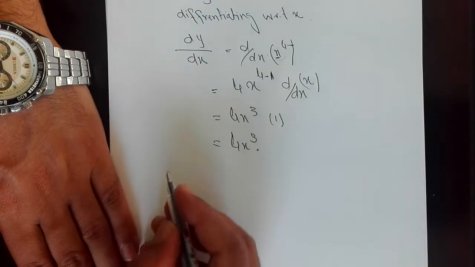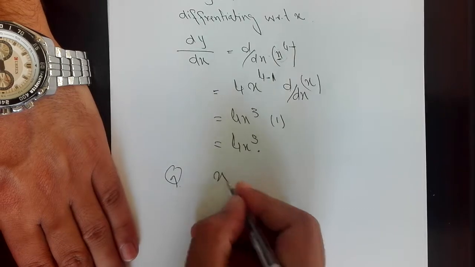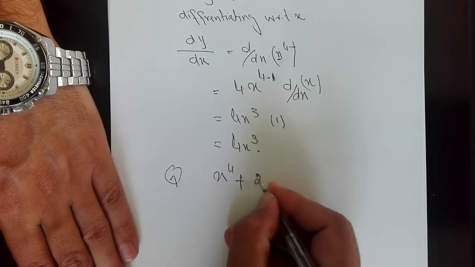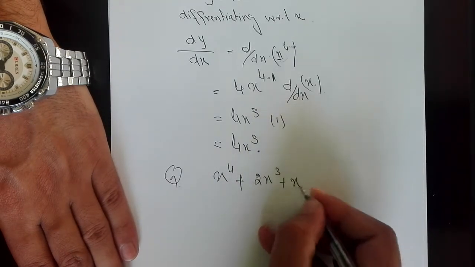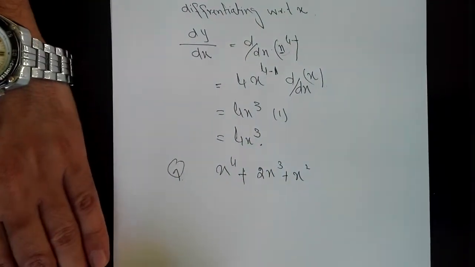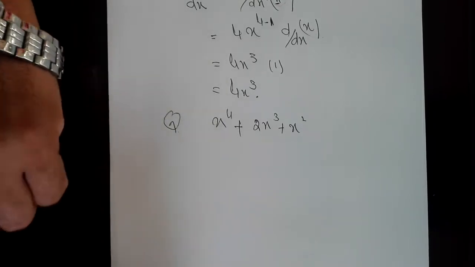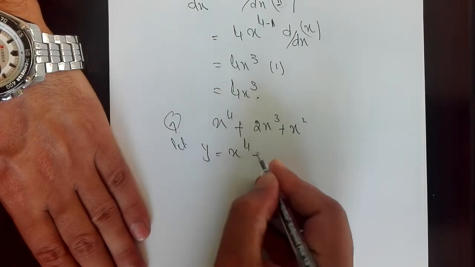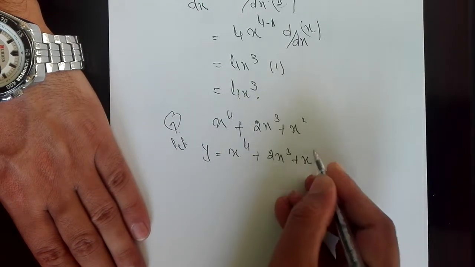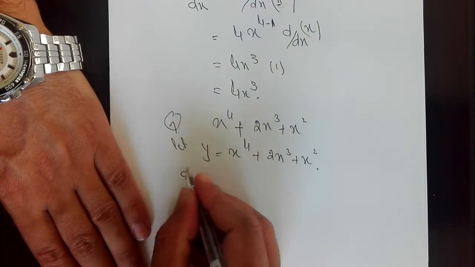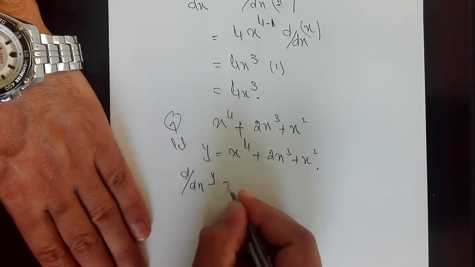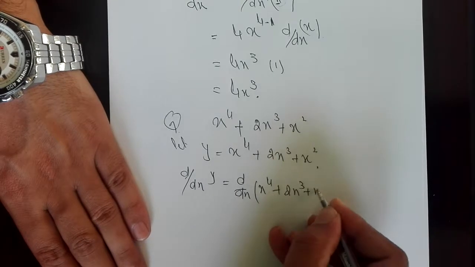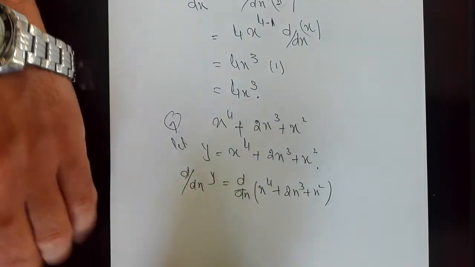Similarly, if I write a question like x power 4 plus 2x power 3 plus x square, now it says to solve it with respect to x. How will we solve it? Similarly, let y is equal to x power 4 plus 2x cube plus x square. Then d over dx of y is equal to d over dx of x4 plus 2x cube plus x square. What I did is take the derivative on both sides, d over dx.